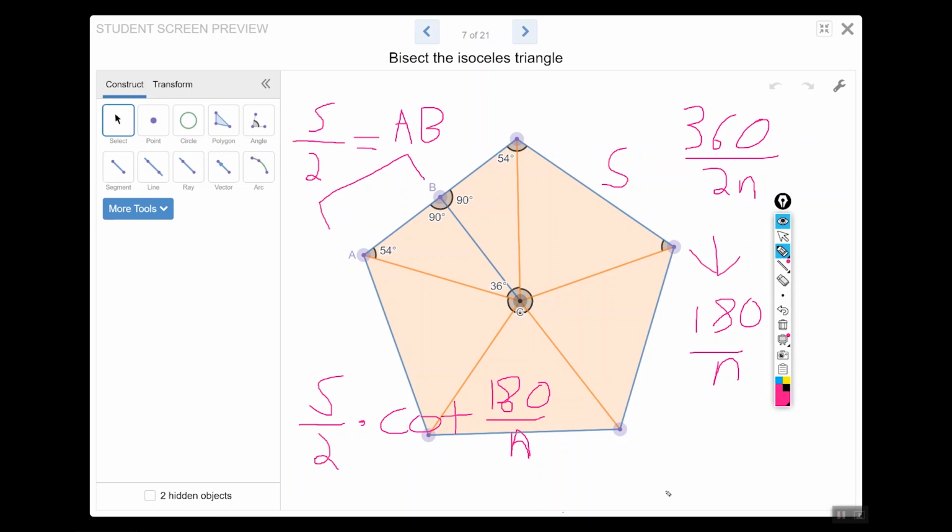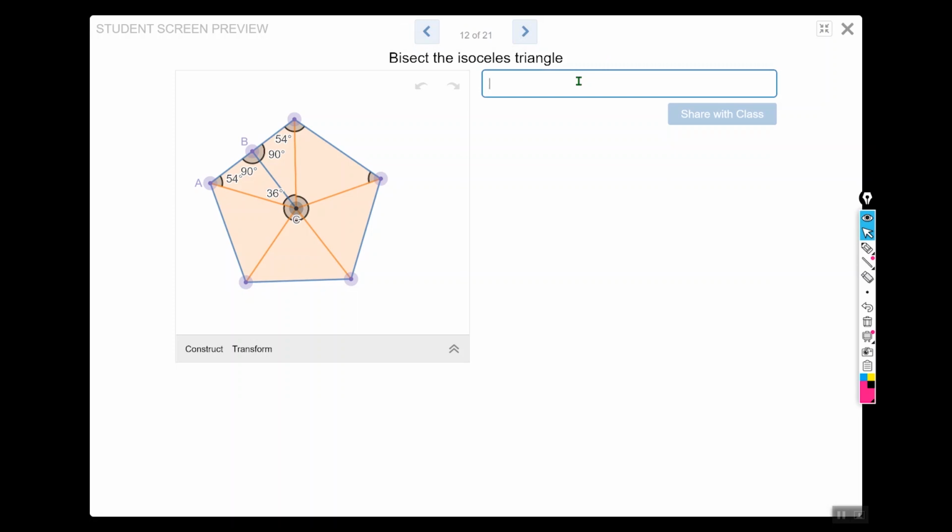Feel free to pause the video and work out the area of both the little and the larger triangle if you haven't done so already. The area of our little triangle is 1/2 times its base times its height. That would be 1/2 times S over 2 for its height, or side AB, times S over 2 times cotangent of 180 over n degrees. This is equivalent to S squared cotangent of 180 over n degrees all over 8. That is the area of one of our smaller triangles.